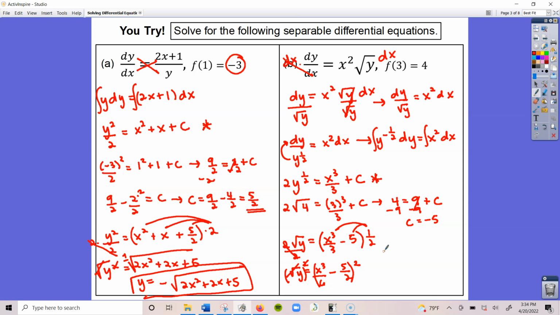This will cancel out with that. So my final answer, my particular solution, is y is equal to (x to the 3rd over 6 minus 5 over 2) squared. And you don't have to actually square that. We can just leave it. And this would be my final answer.